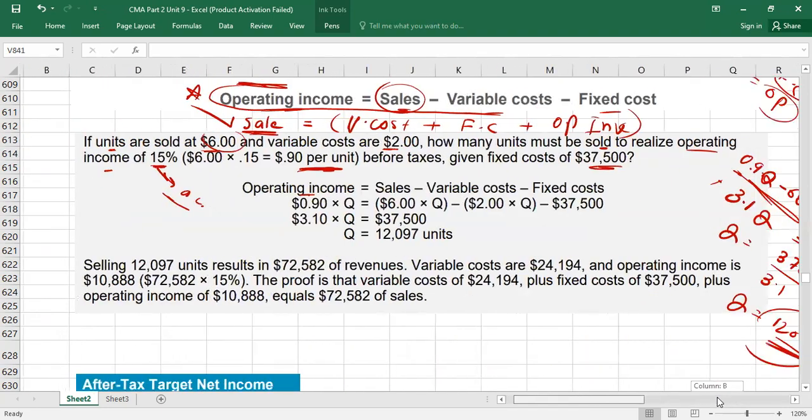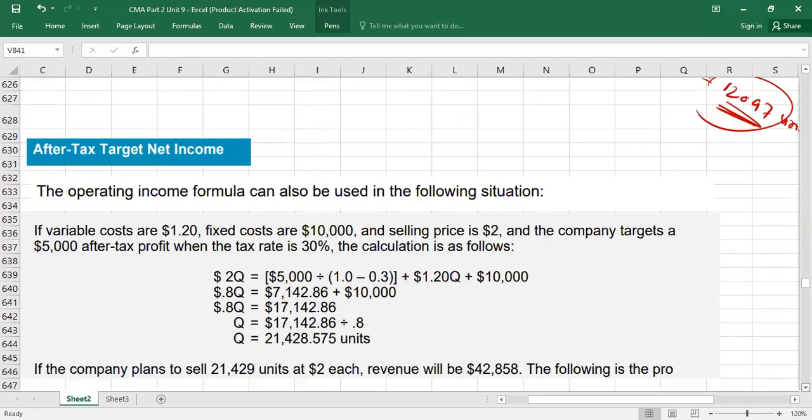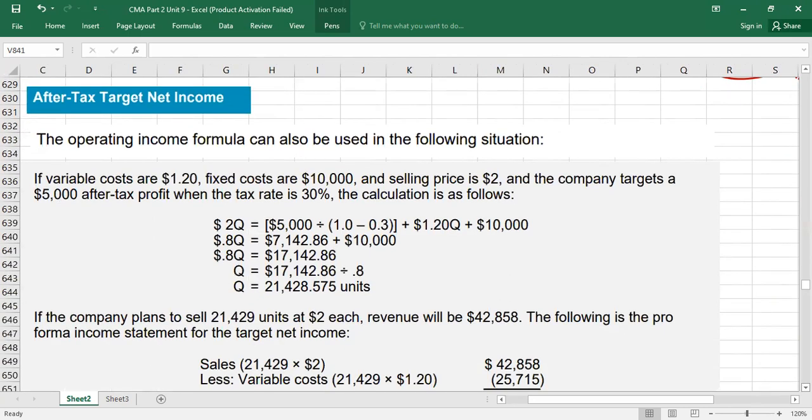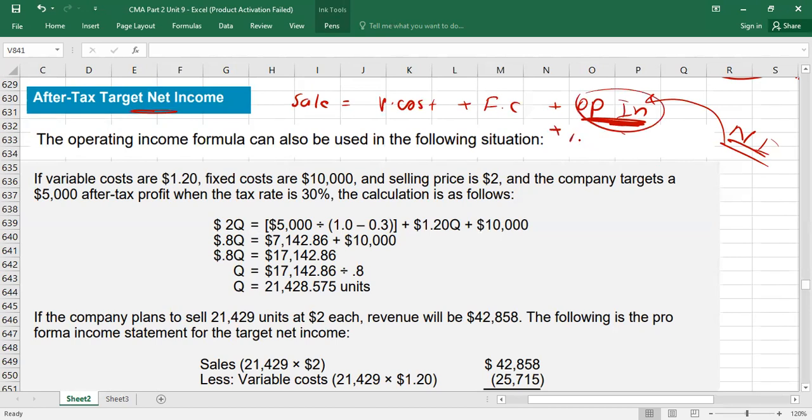Now let me tell you one more thing here. It was about operating income. The same equation can also be applied to calculate after-tax net income. Which equation will I follow? Sales is equal to variable cost plus fixed cost plus operating income. But in the exam, if he gives you net income, we have to convert it back to operating income. How is it converted back? If net income is given, we take net income divided by 1 minus tax. This formula converts your net income back to operating income, and then plus fixed cost plus variable cost is equal to sales.